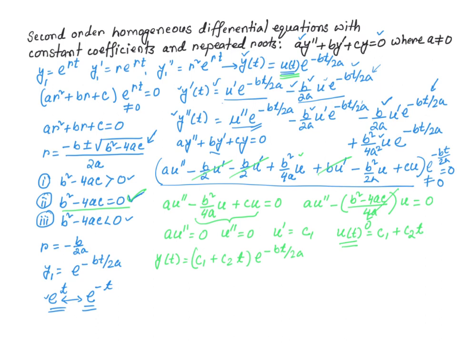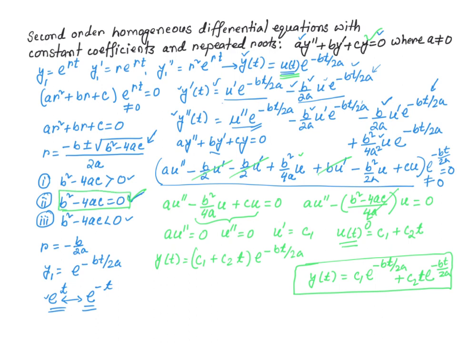Now, if I simplify it a little further, I'm going to get y of t is equal to c1 times e to the power negative bt over 2a plus c2 times t times e to the power negative bt over 2a. And this, by the way, should be the general solution to this differential equation, a second order homogeneous differential equation with constant coefficients where the roots are repeated. The characteristic equation has repeated roots, and that's how you in general solve second order homogeneous constant coefficient differential equations. I hope that this discussion was helpful, and thank you very much.